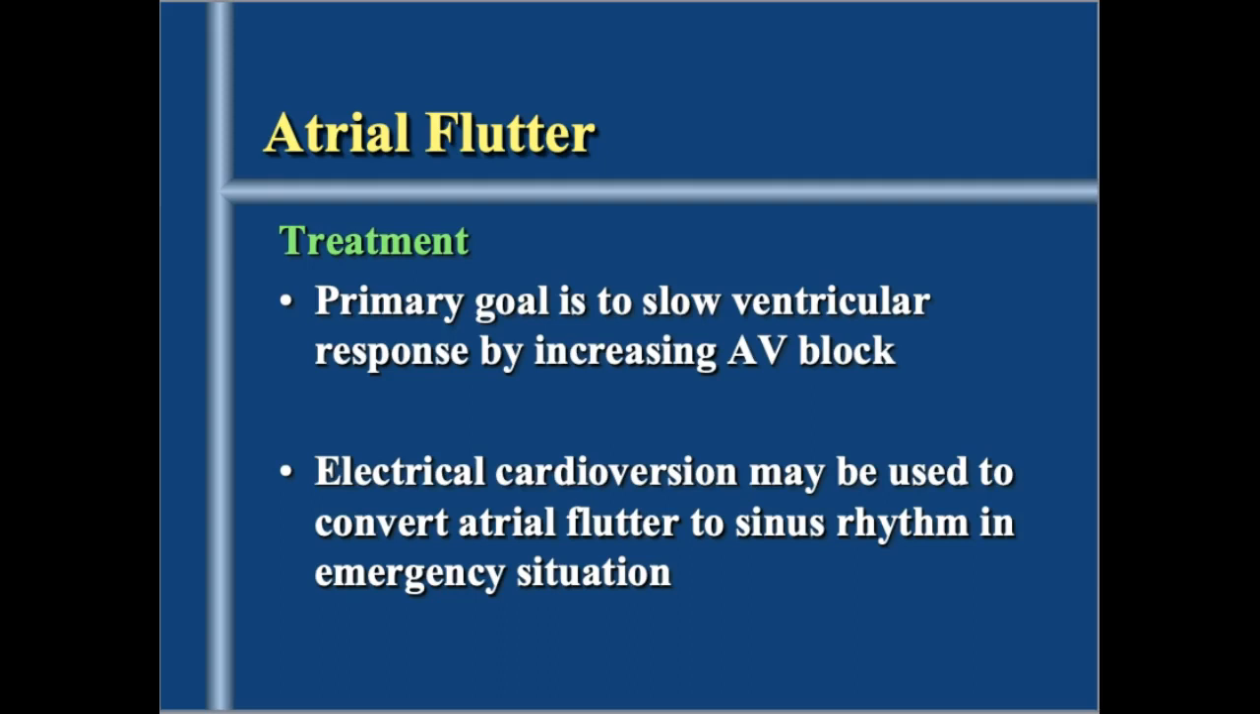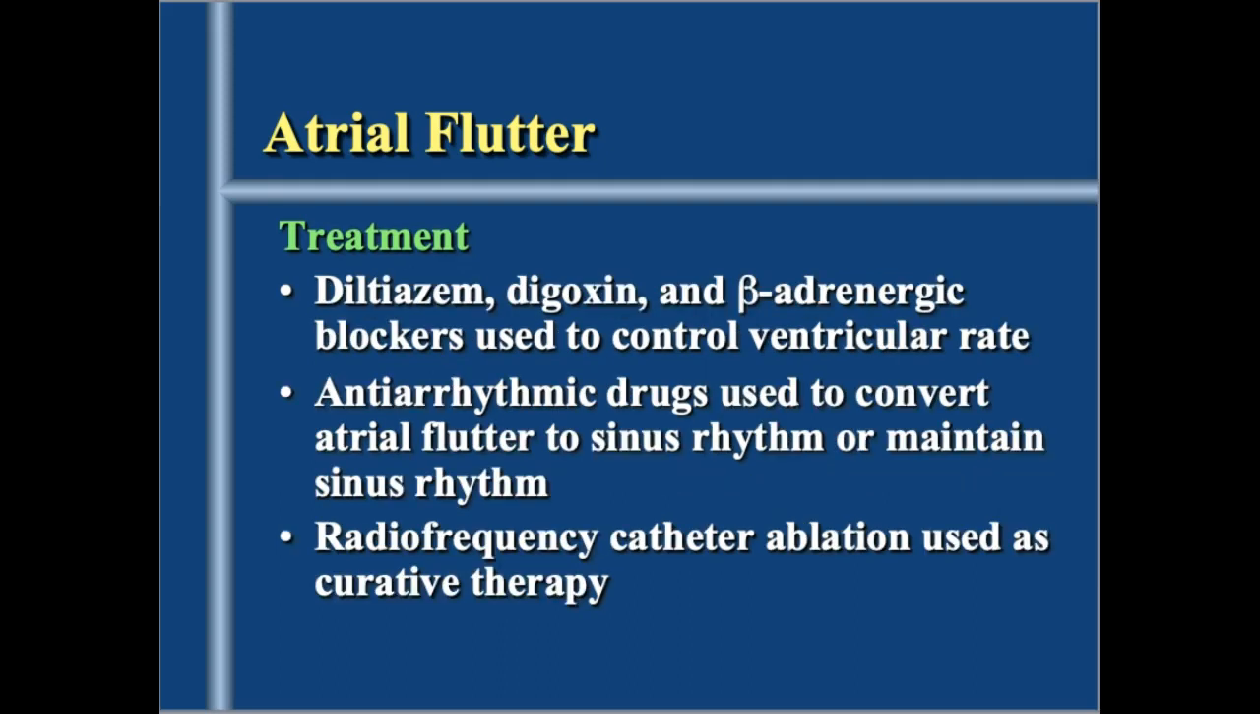So we want to keep that ventricular response slowed down. Sometimes, again, we'll do electrical cardioversion if these folks are having symptoms. We want to slow it down so their cardiac output is maintained. So here are our usual suspects that we can use to control the ventricular rate.